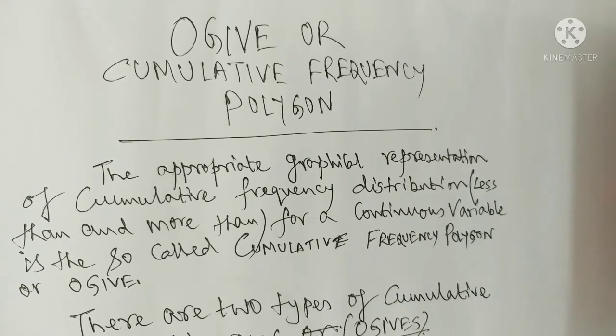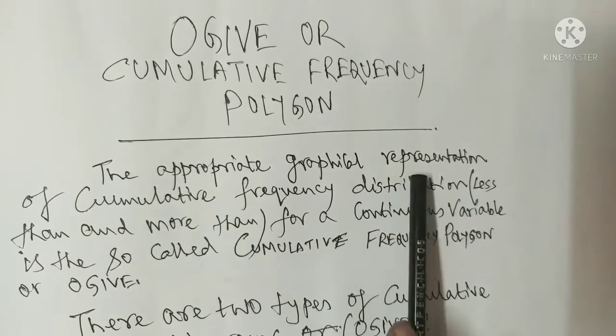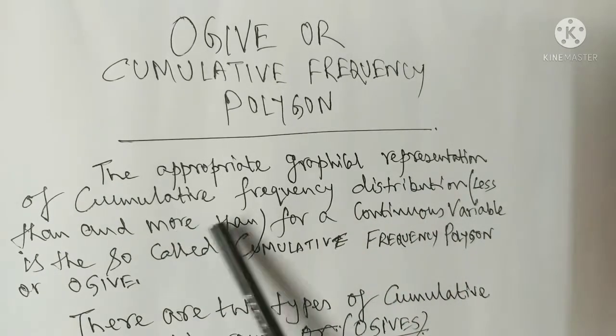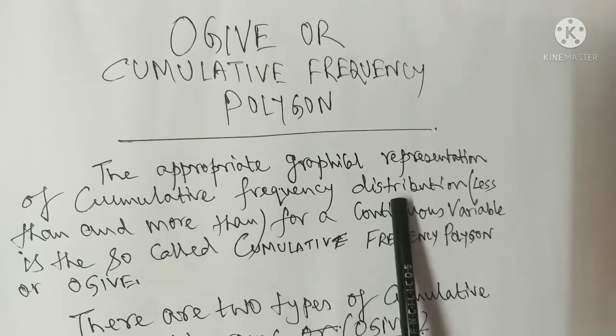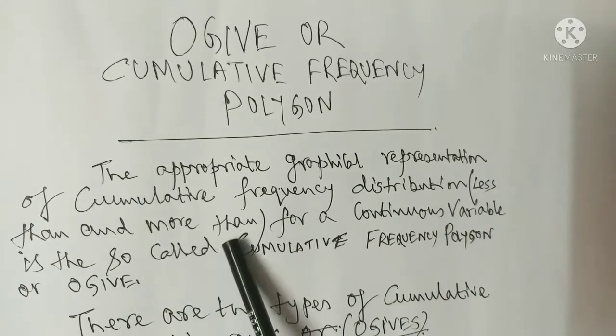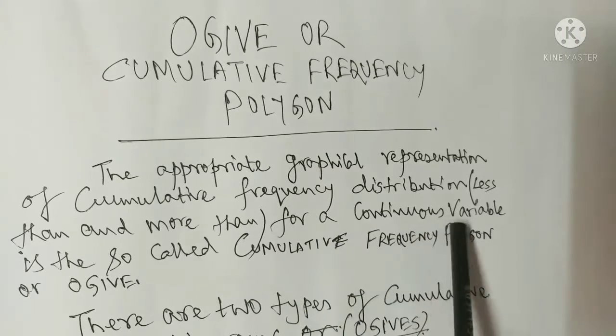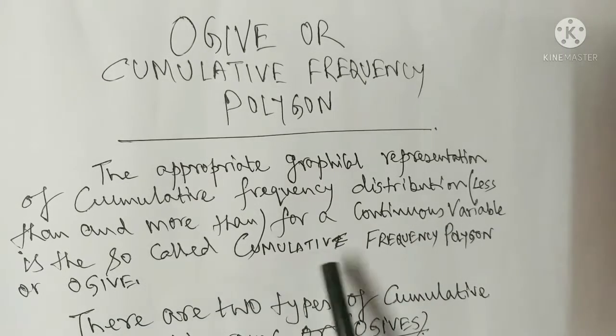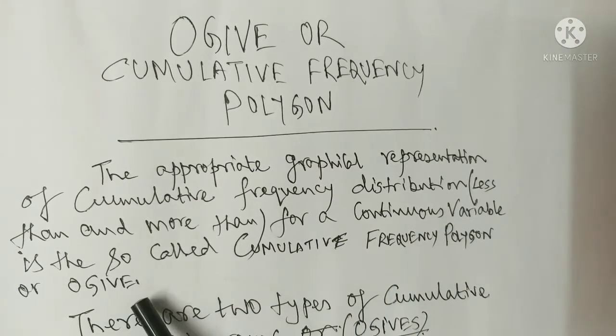Today we will discuss ogive, or cumulative frequency polygon. Cumulative means summation. When frequencies of each class are added to each other, we get cumulative frequency. The appropriate graphical representation of a cumulative frequency distribution, less than type and more than type, both of them, for a continuous variable is the so-called cumulative frequency polygon or ogive.